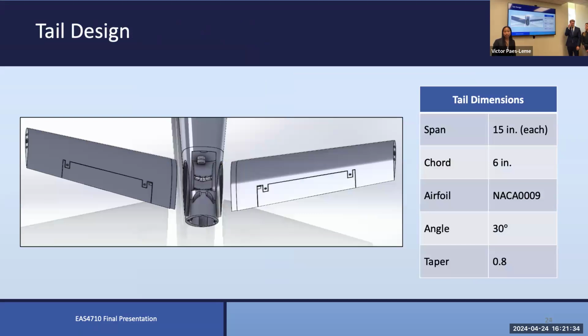And for our tail, we decided on a V-tail configuration. This had a few benefits over doing a conventional tail, such as having fewer surfaces to manufacture. Similarly, there was less interference drag from the surfaces going into our push prop, so there was more clean air going to the propeller. And once we decided on this configuration, we were able to get the final dimensions as you see here, using a NACA 0009 airfoil with a 15-inch span and a 6-inch chord. And then on the plane, it has a 30-degree dihedral angle and then a taper of 0.8.